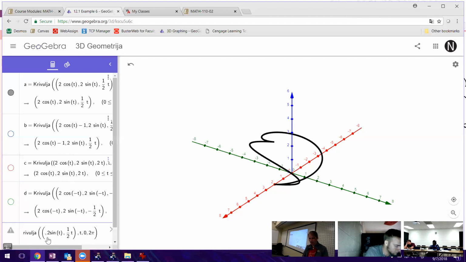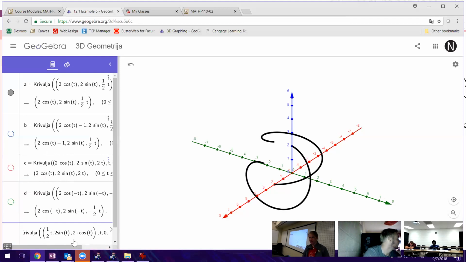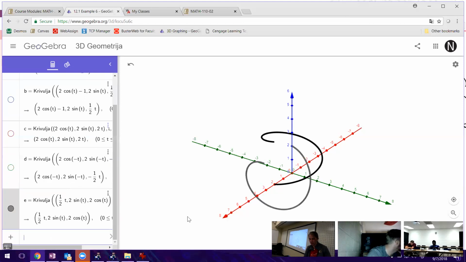Wider. Double. Well, but now look what happened to my z component. So this is still 2 sine of t. My z changed to 2 cosine of t. Maybe snap. Oops. 2 times cosine. Okay, so now our curve is basically going in the other direction there. And let me change the color again.